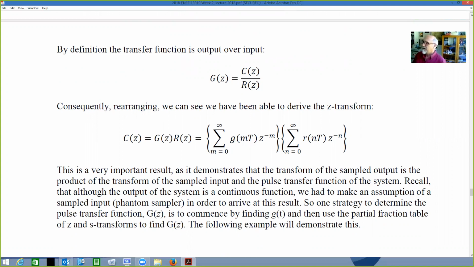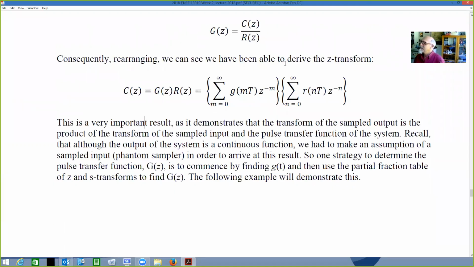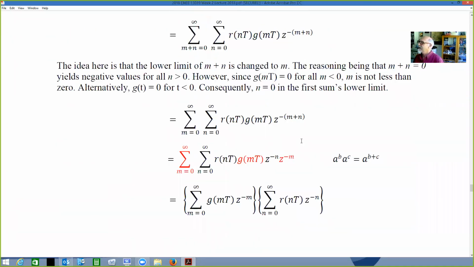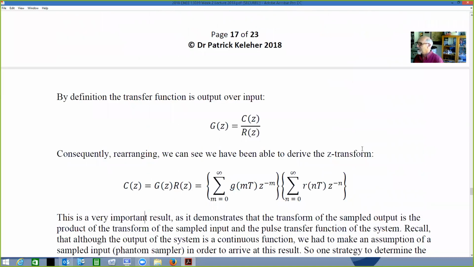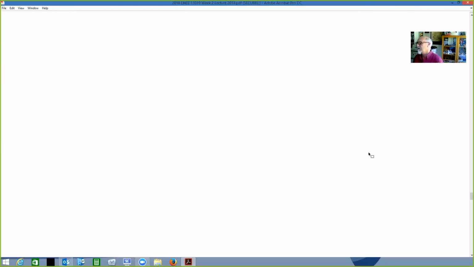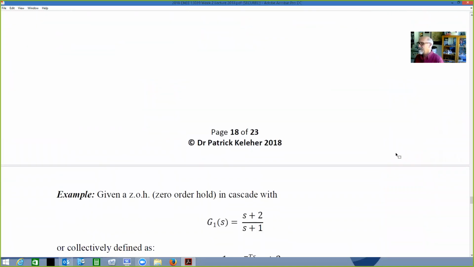Okay, now recall that although the output of the system is a continuous function, we had to make an assumption of a sampled input in order to arrive at this result. So one strategy to determine the pulse transfer function is to commence by finding G of t and then use the partial fraction table of Z and S transforms to find G of z. All right, as I say, that's the mathematical background. If you tend to find that kind of stuff gobbledygook, don't worry about it. Let's go and have a look at an example and put it into practice. But we have to give you that background mathematical theory as well.